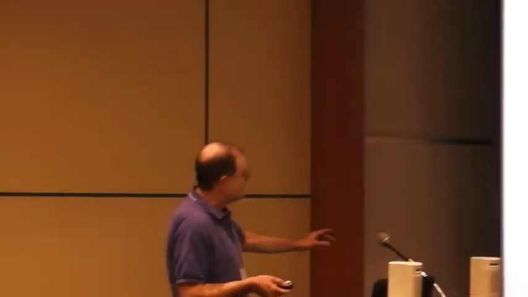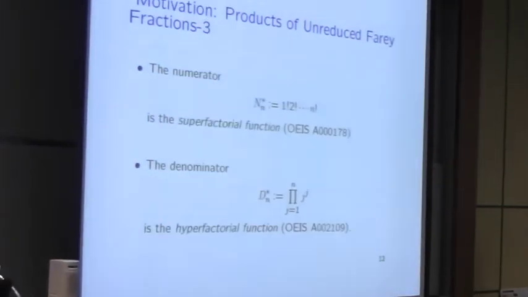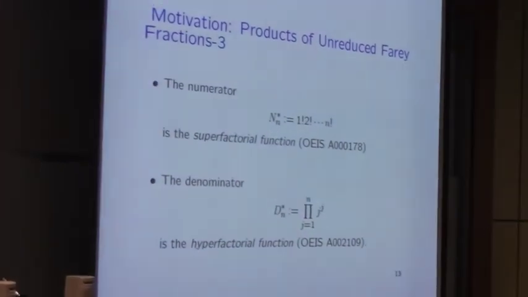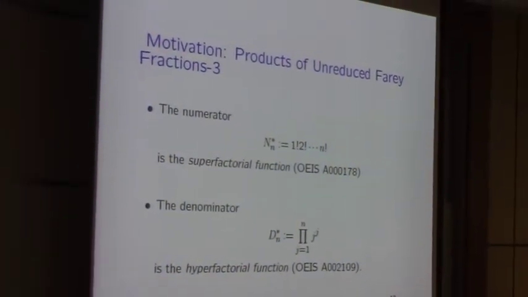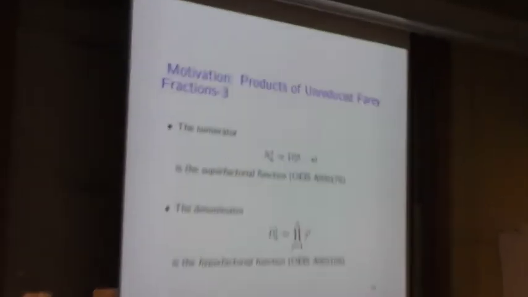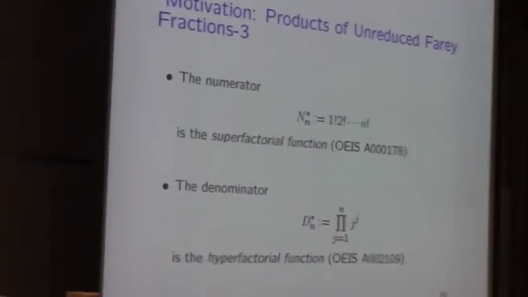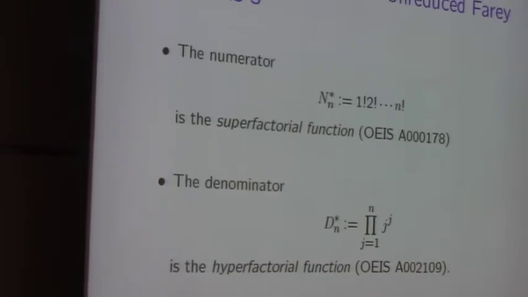But what does it mean? Well, n sub n and d sub n are very large, and because of this, there has to be some enormous cancellation of the prime factors in d sub n and n sub n to reduce the whole thing to being 1 over an integer. Okay, and I should mention, of course, that the numerator is the superfactorial function, which is in OEIS, and the denominator is the hyperfactorial function, both of which have been studied at some length.